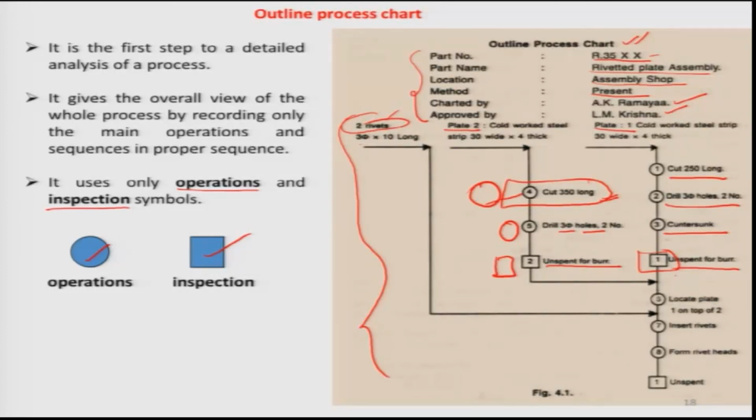After doing both, you are making closure to both plates, then locate the plates, one on top of two, then insert rivets and form rivet heads, and inspect. Here in all steps you can see that they have used either operation or inspection: operation, inspection, operation, and here inspection, final assembly, inspection of final assembly. This kind of chart is known as an outline process chart. Here you can see only operation and inspection are used.